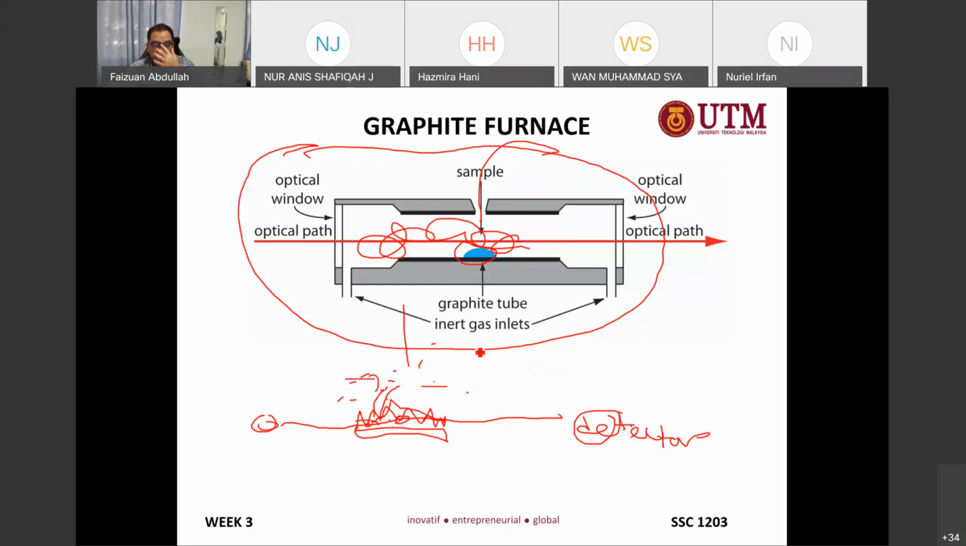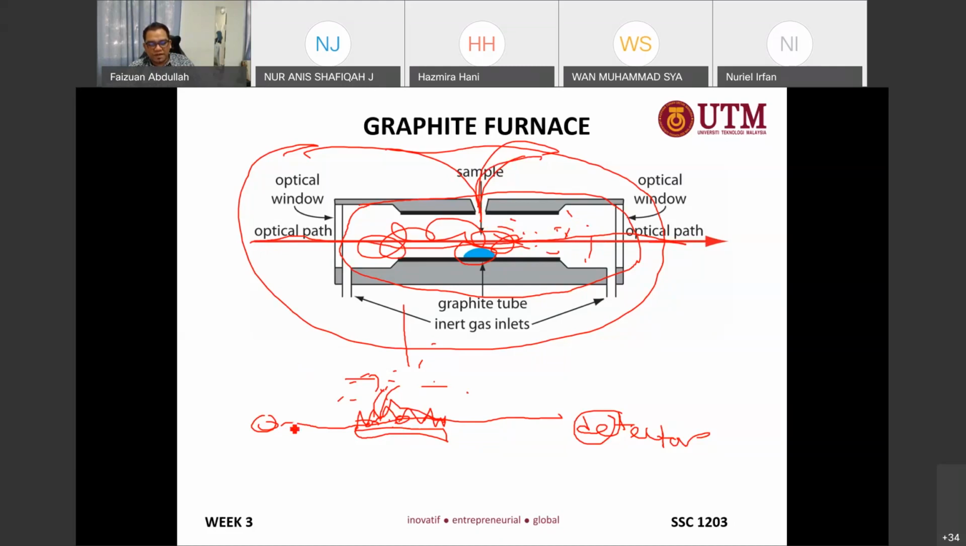So the solution is we need to have a graphite furnace, so that we burn the sample. The analyte from the element that easily evaporates will not easily come out from the area that we need to analyze, because this is the optical path, this is the light source. So we need the elements that easily evaporate to just be in here, not come out from the area of detection.